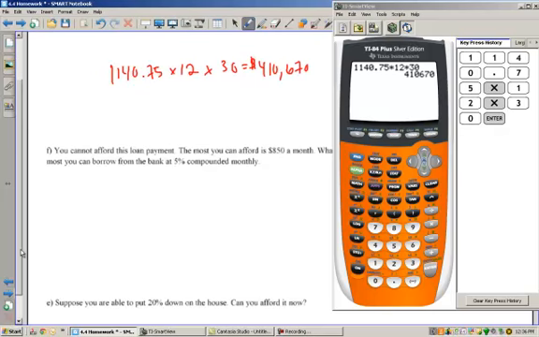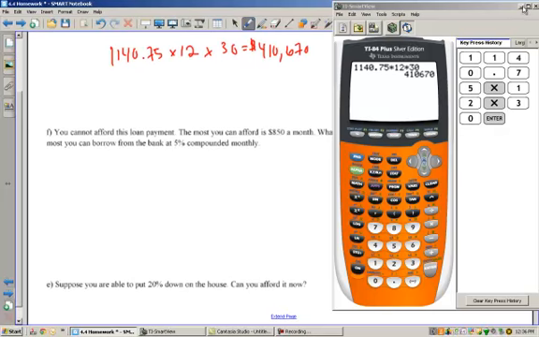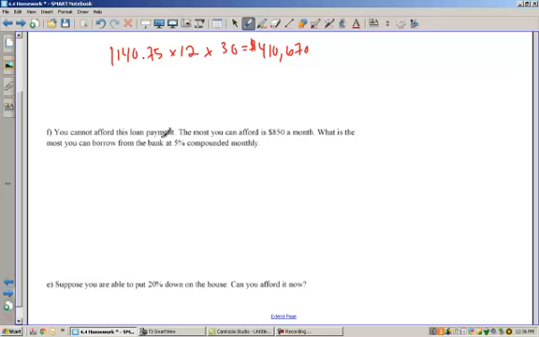On the next question, part F, it says, can you afford this loan payment? Oh, sorry, you cannot afford this loan payment. The most you can afford is $850 a month. What is the most you can borrow from a bank at 5% compounded monthly?